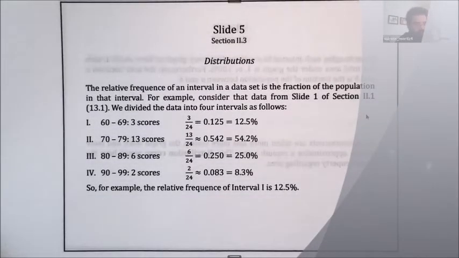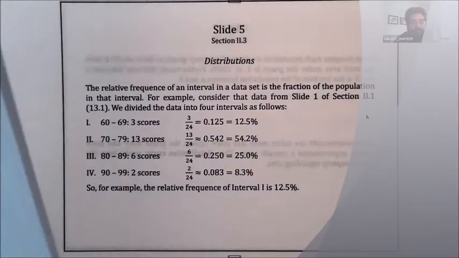This is the second mini lecture for section 13.3 of the textbook. The relative frequency of an interval in a data set is the fraction of the population in that interval. For example, consider the data from slide 1 of section 13.1 of the textbook. Okay, so we had this on the first slide.